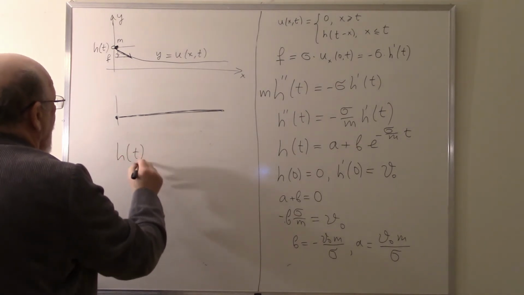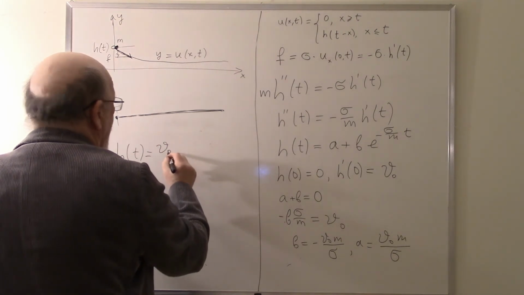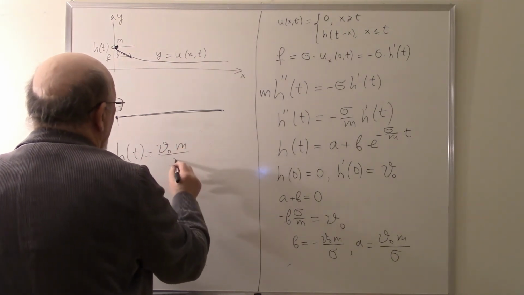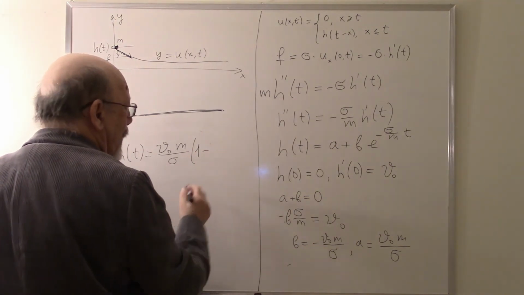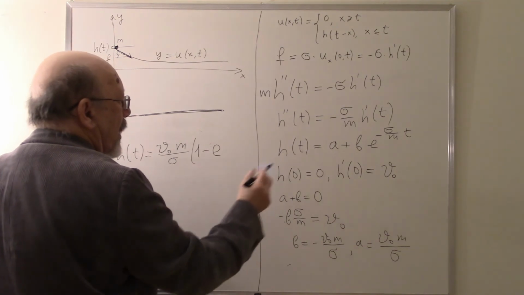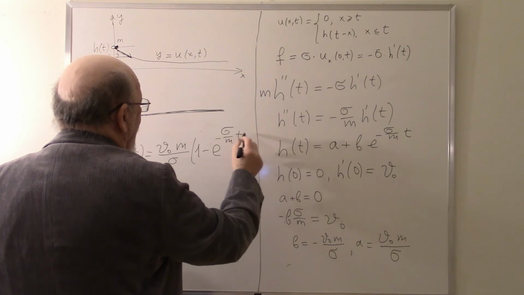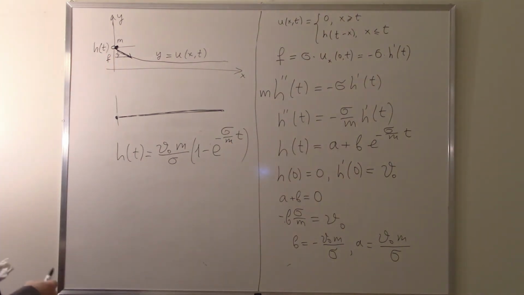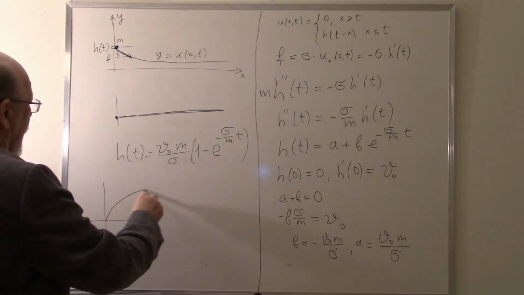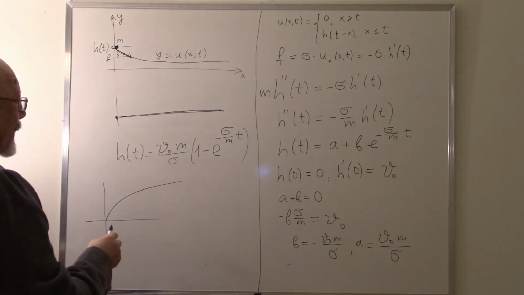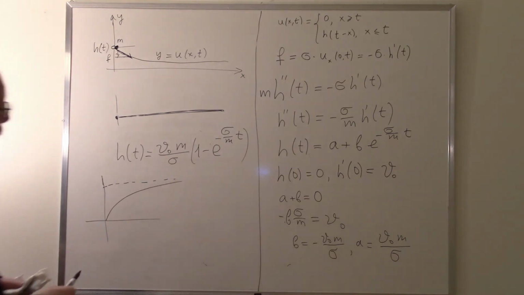H of t equals v0 m divided by sigma times 1 minus e to the minus sigma over m t. Yes? So the graph of this function is something like this. Yeah? It has an asymptote.